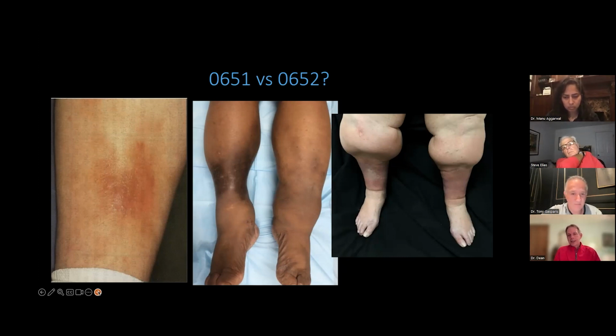Now, conversely, in these latter two cases, and Tony, I think you alluded to this, these cases would likely require higher pressure within these densely fibrotic legs and tissue in order to affect change. So you're going to go with the 652 over a period of time, potentially.